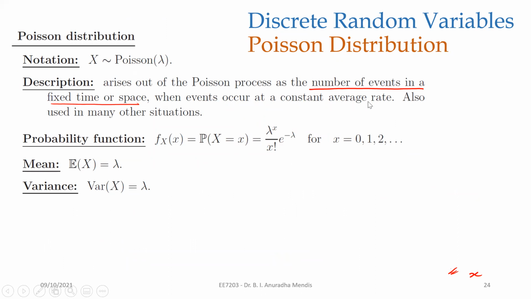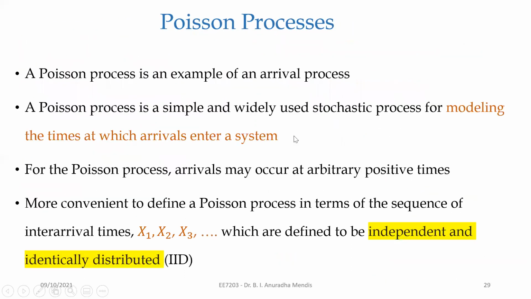Events occur at a constant average rate. Do you remember? The events occur at a constant average rate. That is lambda. So that lambda is reflected here.